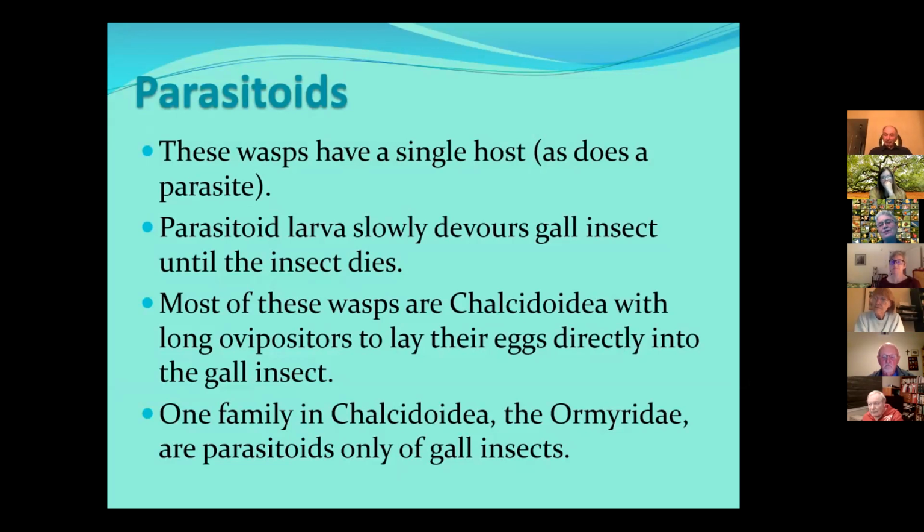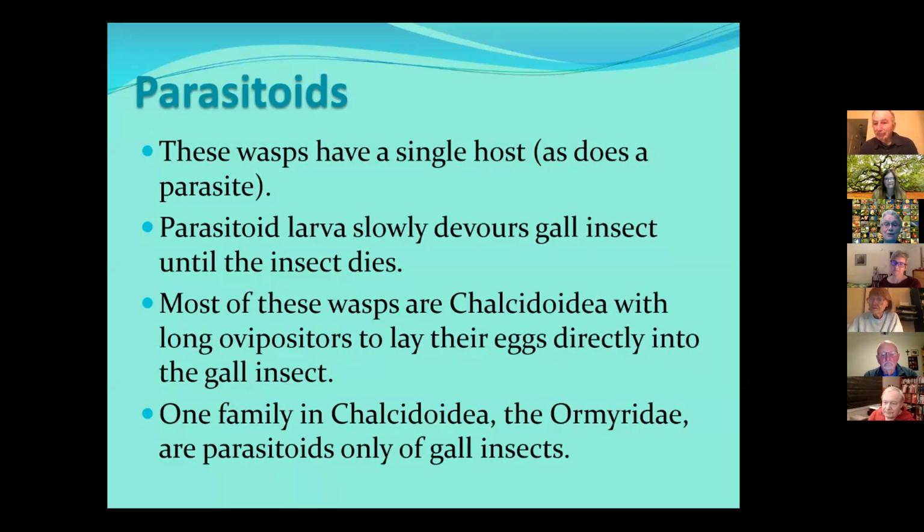Usually parasitoids are larval or larval-pupal, and they will go after the larva, which is still not specialized tissue, and slowly eat it from within. Now, there are some really neat parasitoids that even go after things like ladybugs, but I don't have time to talk about those, fascinating as they are. But the parasitoid larva will slowly devour the gall insect until the insect dies.